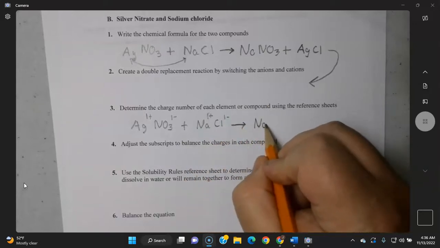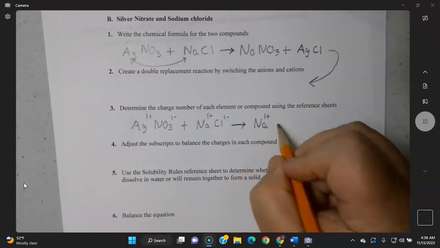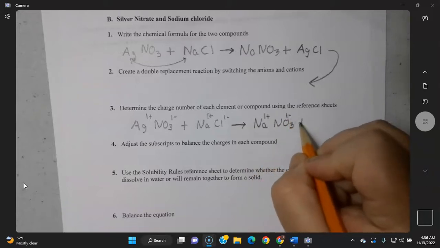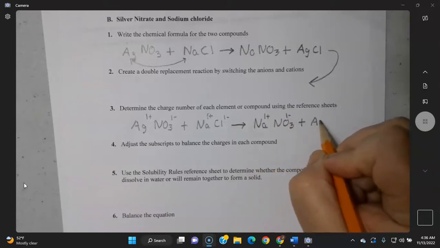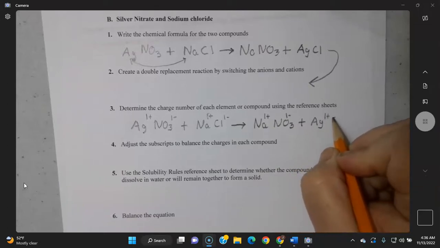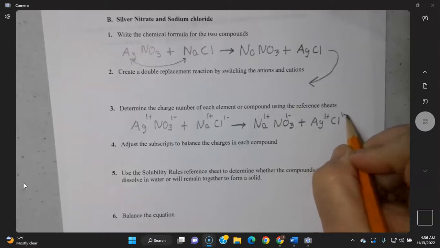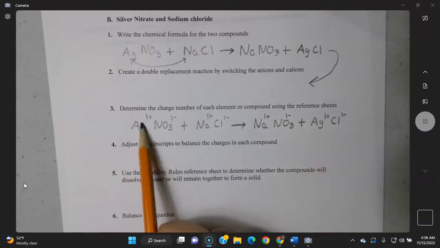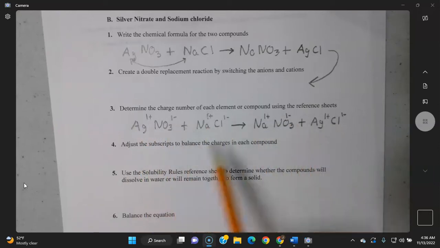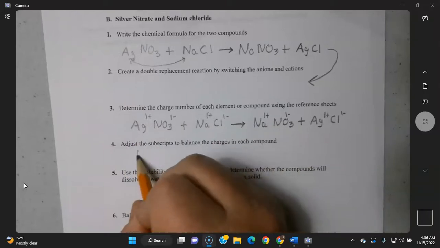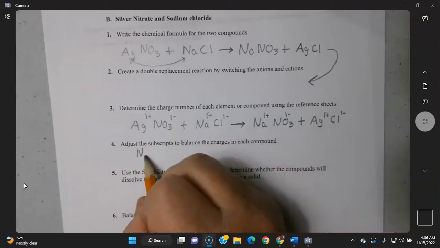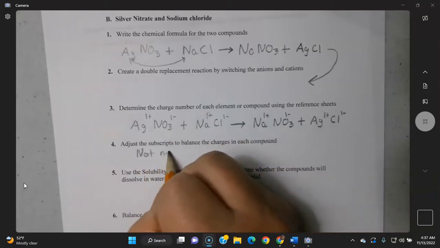So now we come over to this side. Sodium, again, is 1 plus. NO3 is 1 minus. The charges don't change. Ag is 1 plus, and Cl is again 1 minus. Okay, so you see that everything is in balance. As long as these two numbers are the same, the only thing different is the sign, then they're in balance. So you don't need to add subscripts. They're all 1s. And you don't need to write subscripts of 1. So I'm going to just write not needed.